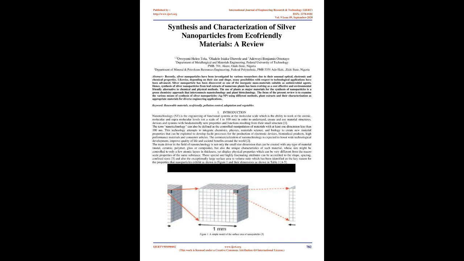Hence, synthesis of silver nanoparticles from leaf extracts of numerous plants has been evolving as a cost-effective and environmental-friendly alternative to chemical and physical methods. The use of plants as major materials for the synthesis of nanoparticles is a green chemistry approach that interconnects nanotechnology and plant biotechnology. The focus of the present review is to examine the various means of synthesis of silver nanoparticles, AgNP, using different methods, plant extracts, and their characterization as appropriate materials for diverse engineering applications. Keywords: renewable materials, eco-friendly, pollution control, adaptation and vegetables.